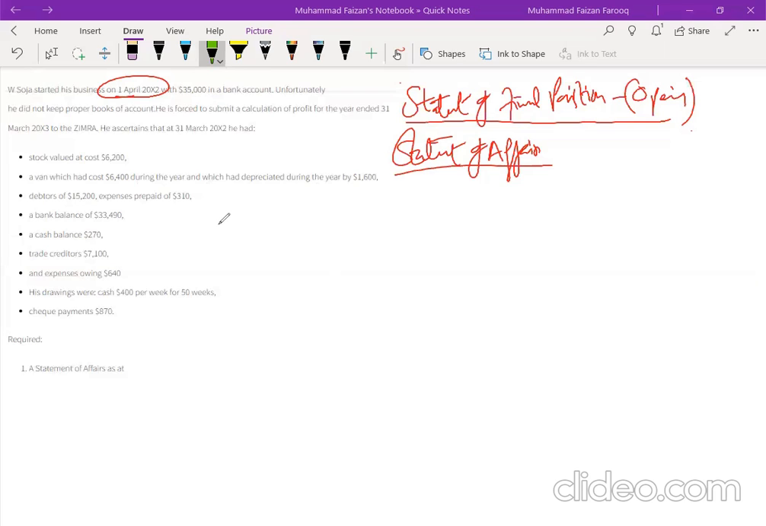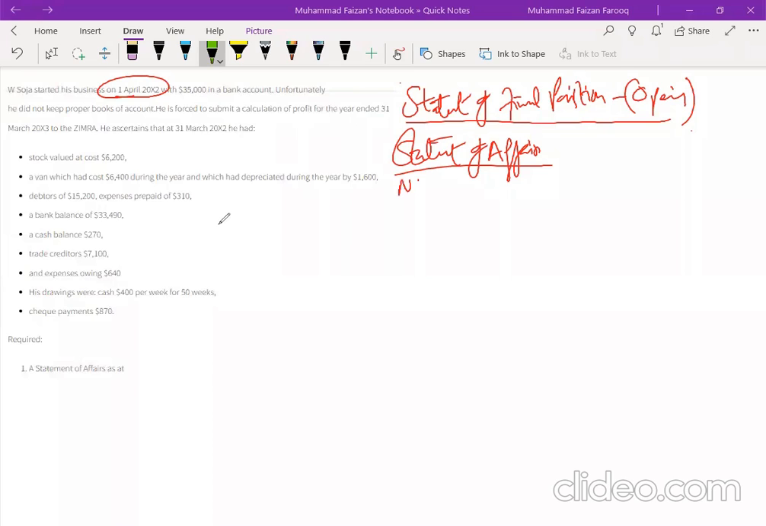So I have an example that on 1st April we have details of accounts, stock, van, receivables, prepayments, bank balances, cash balance, creditors, expenses, drawings, check payments. We have a lot of information available. On the basis of this information, what we are going to produce? We are going to produce a balance sheet which is only taking care of opening balances. That's why it will be called statement of affairs.